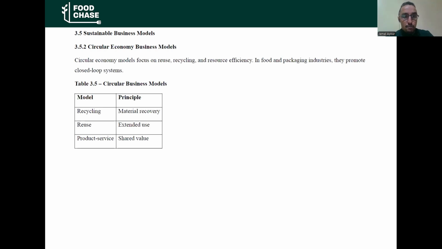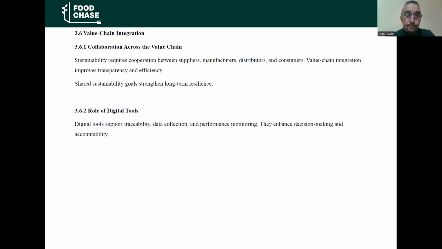Circular economy business model. The circular economy is, as we explained, three models in general, three operations as already explained, such as recycling, reuse, or product services. These models depend on the activity of the industry and the product in question. For example, for recycling, materials recovery; for reuse, extended use; and for product services, shared value.